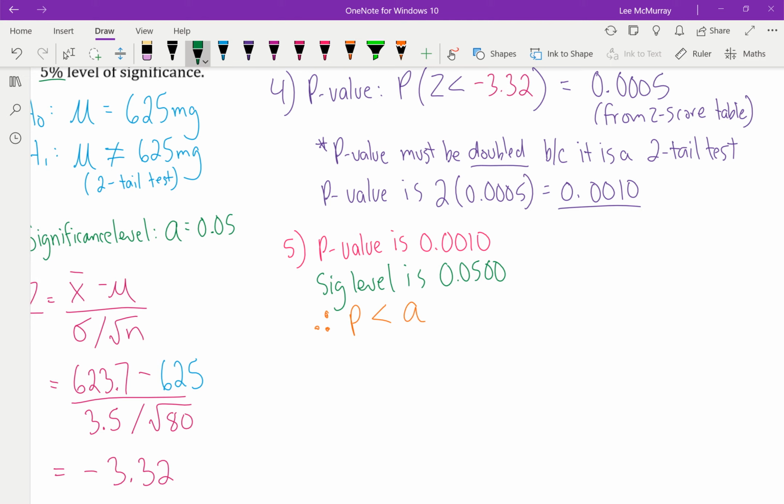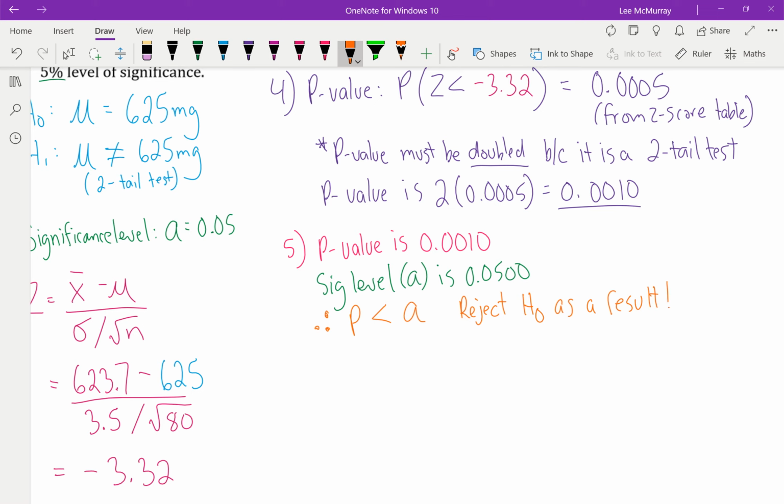And here I'll just write that. I'll rewrite that as significance level alpha, just so we remember what that is. Significance level alpha is 0.0500. And yes, the p-value is less than the significance level. As a result, and this again comes from our notes from last class, we are going to reject the H0 as a result.